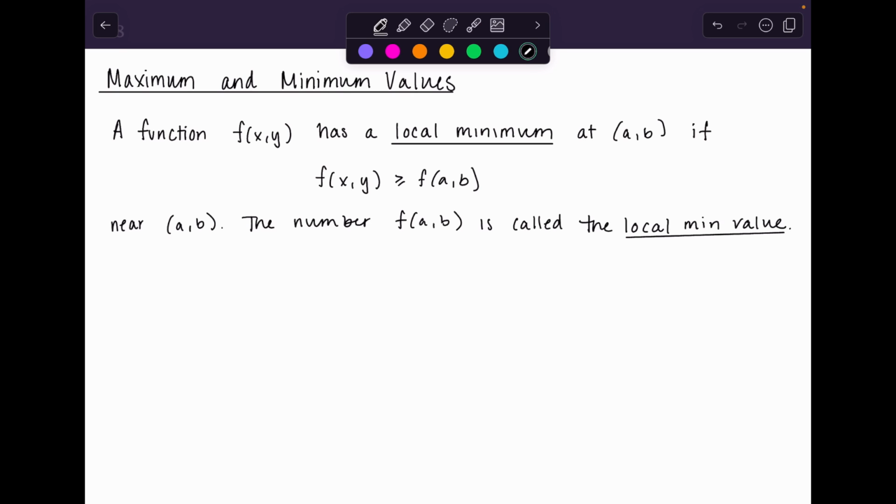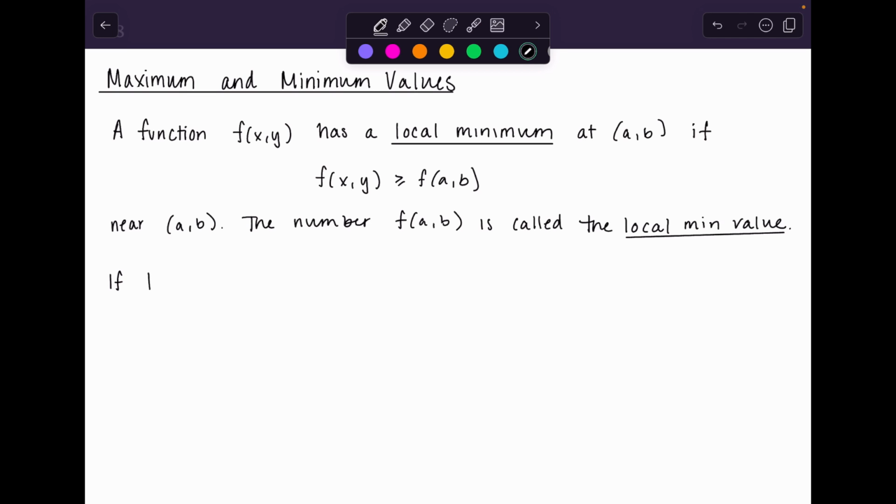So you have a local minimum or maximum, because it would just be the opposite case, occurring at a point if this inequality holds nearby. The actual local min value is the z value corresponding to that point. When we define absolute max and min, this inequality is going to hold true no matter the value of x and y in your domain.